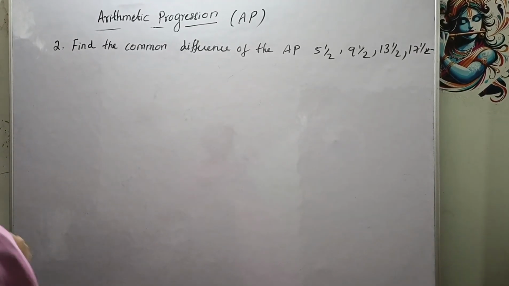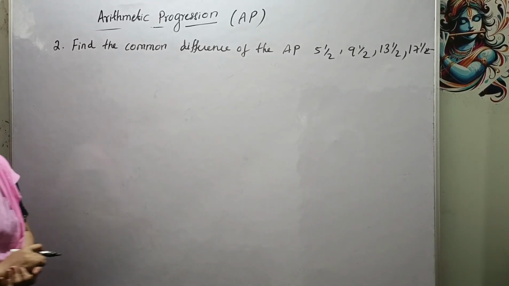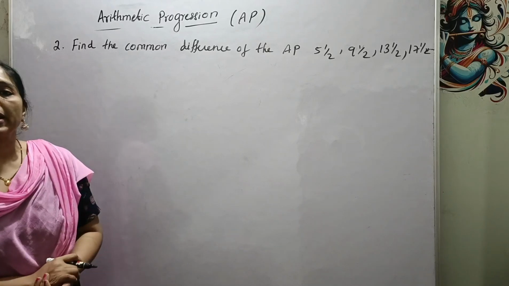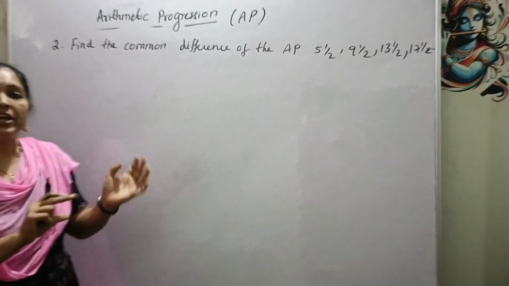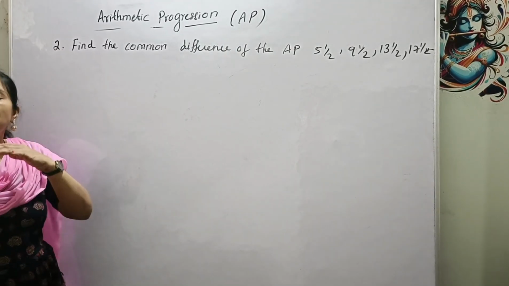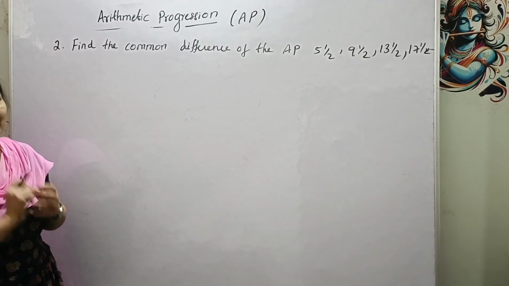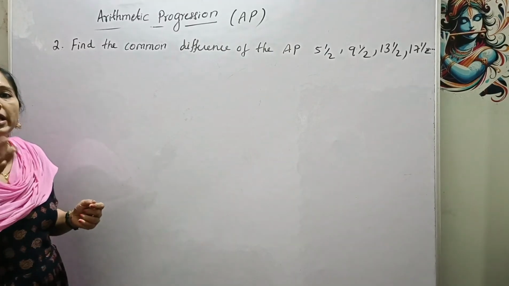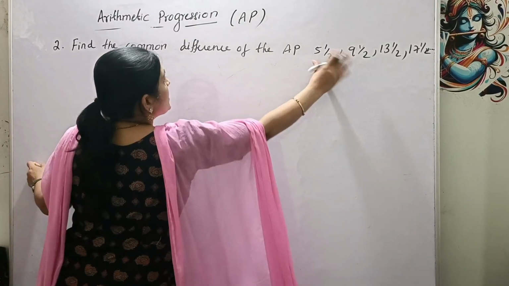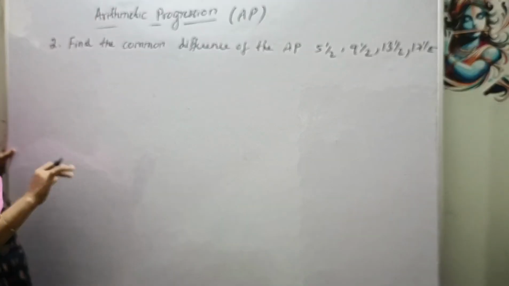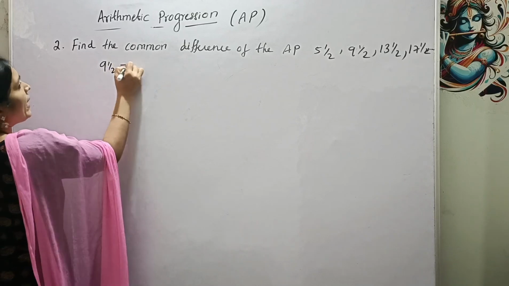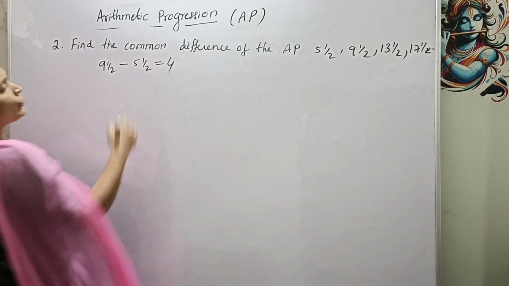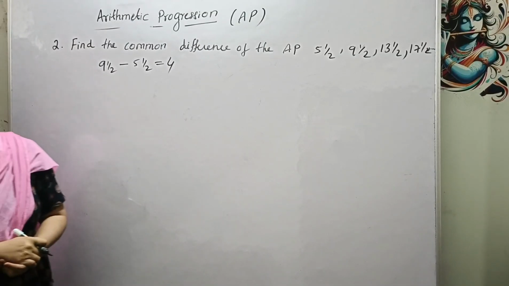Find the common difference of the AP 5 1/2, 9 1/2, 13 1/2, 17 1/2, etc. So here we have to find the common difference. And it is given that it's an AP. That is, the difference between every succeeding term and preceding term is the same. Therefore, it is enough to find any one. So let's find the first one, that is first term and second term. How to find the common difference? Second term minus first term. So 9 1/2 minus 5 1/2 is equal to 4. So 4 is the common difference.